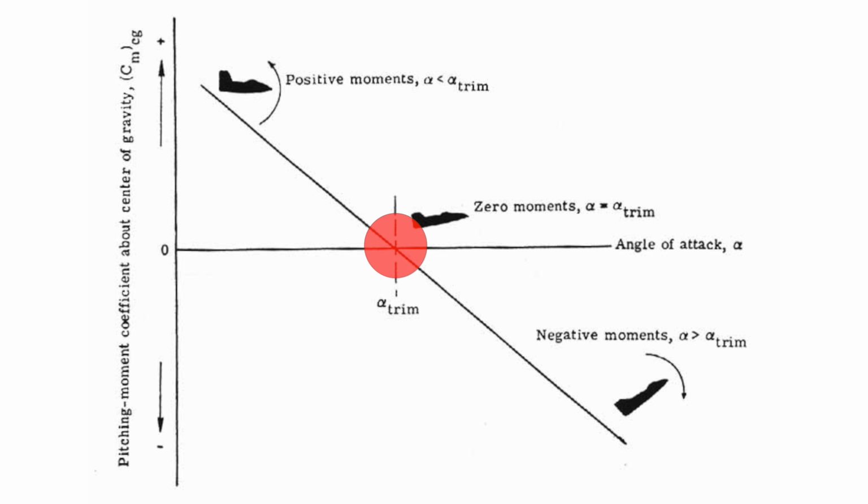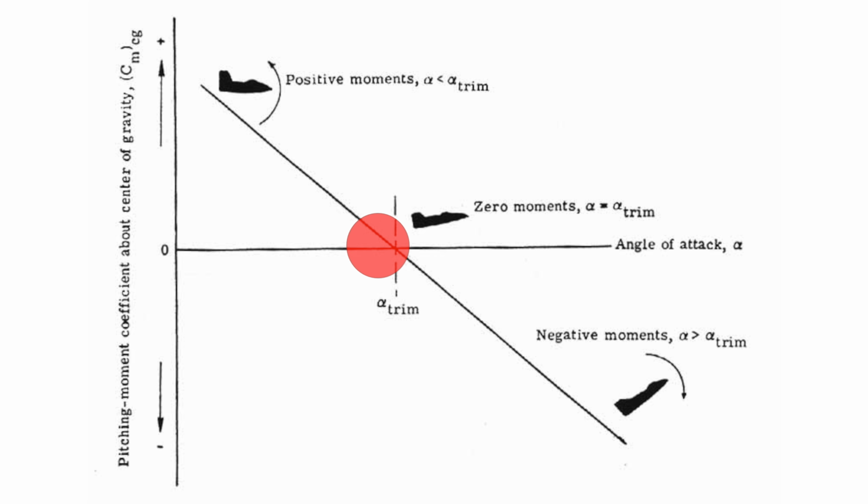The second important feature is the zero crossing. This is the point where C sub m equals 0. At that point, the net pitching moment about the center of gravity is 0. That point corresponds to the trimmed angle of attack. At that angle, the airplane is in balance. No continuous control force is required.